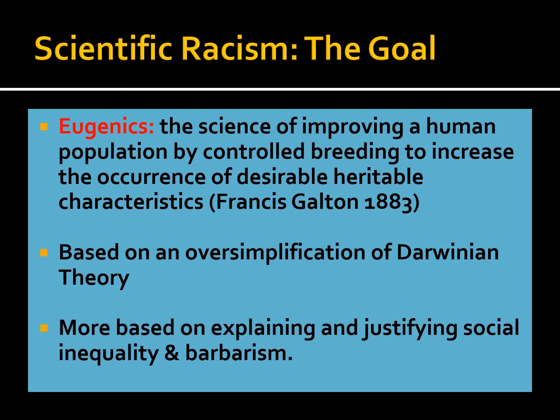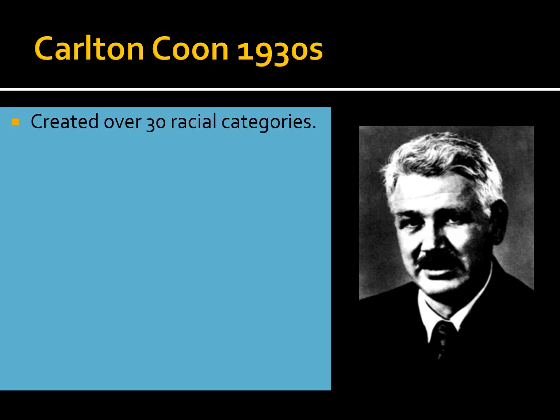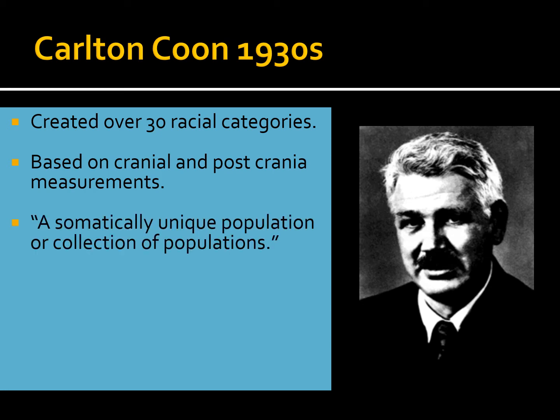So this is more based on explaining and justifying social inequality and barbarism rather than actually improving anything. In the 1930s, in the heart of the eugenics movement, we had Carleton Coon, who created over 30 racial categories, and he based these racial categories on cranial and long bone measurements, right? And he defined a race as a somatically unique population or collection of populations. So essentially, if he was able to prove that you all had similar skeletal measurements, then you should all be part of the same race.